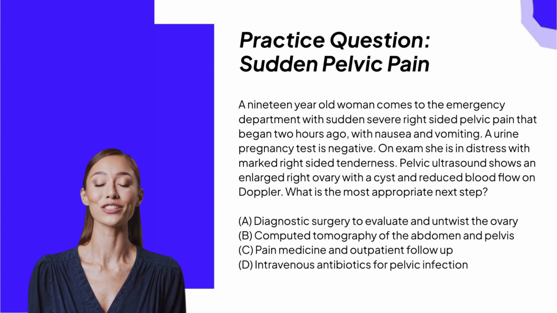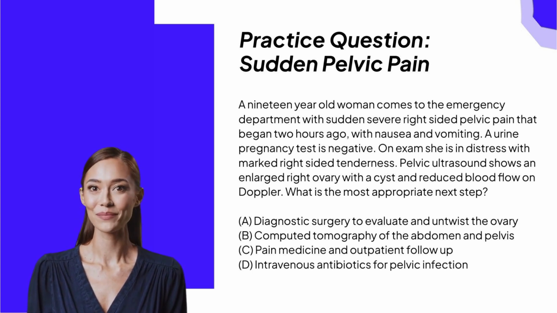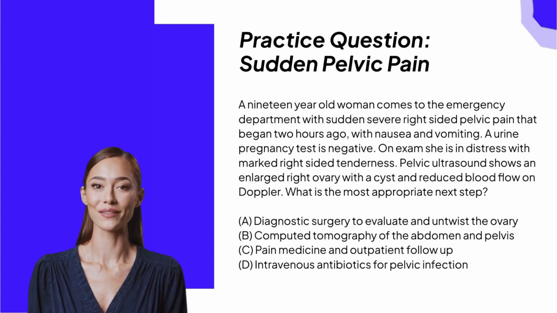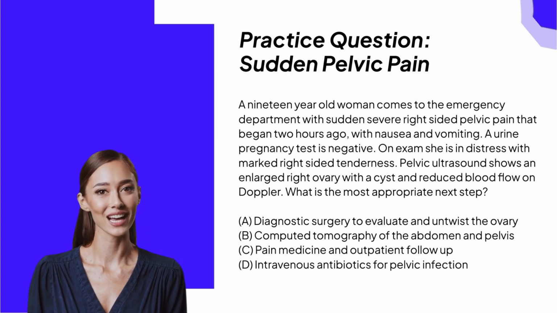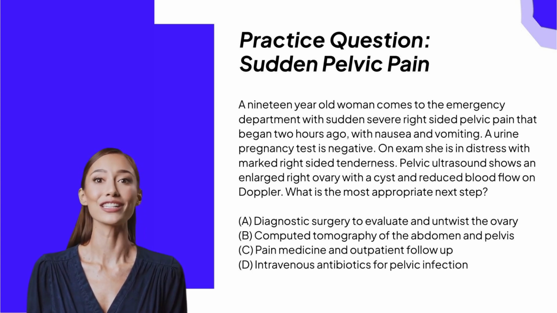The question asks for the most appropriate next step. As you read the options, notice the speed and severity of the onset, the vomiting, and the ovary with poor blood flow. Pick your answer now, and we will reason through it on the next slide.